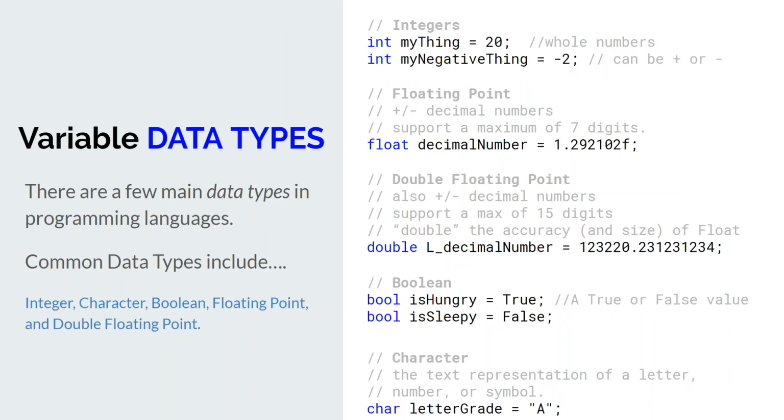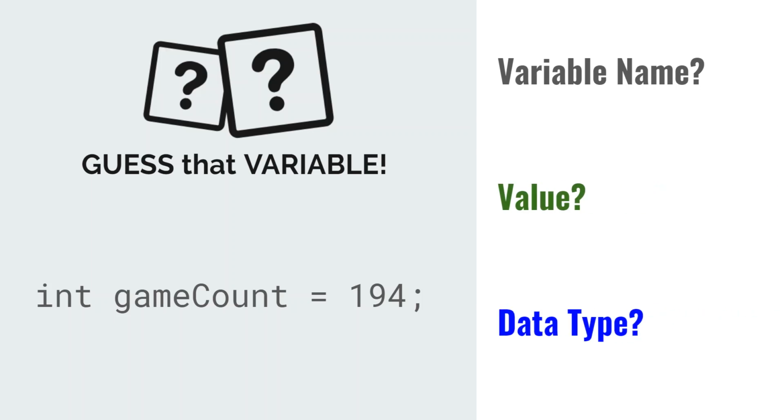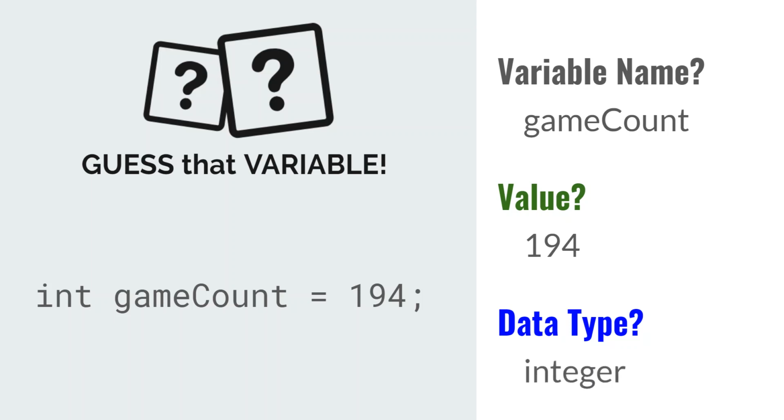So let's play Guess That Variable. And the first one we have: int game count equals 194. So what is its variable name? What is its value? What is its data type? Well, variable name, game count. Not too hard. Value. Value is 194. Data type, int. What does int stand for? Stands for integer.